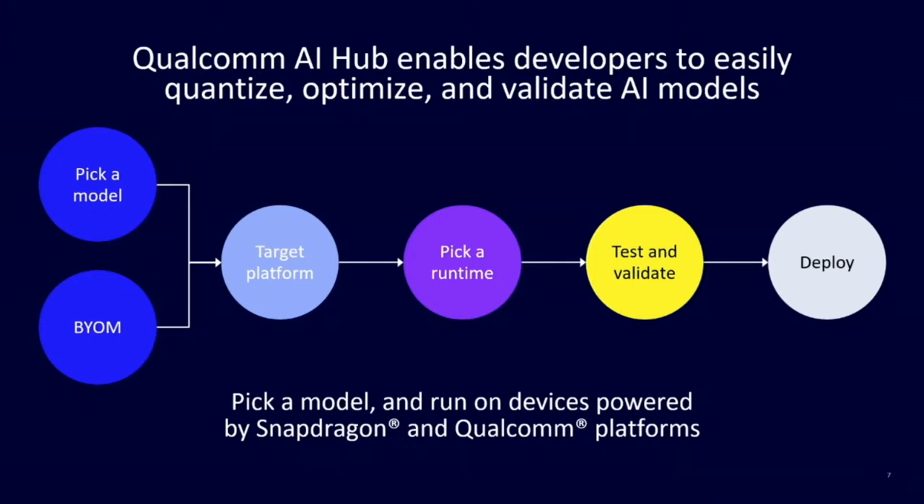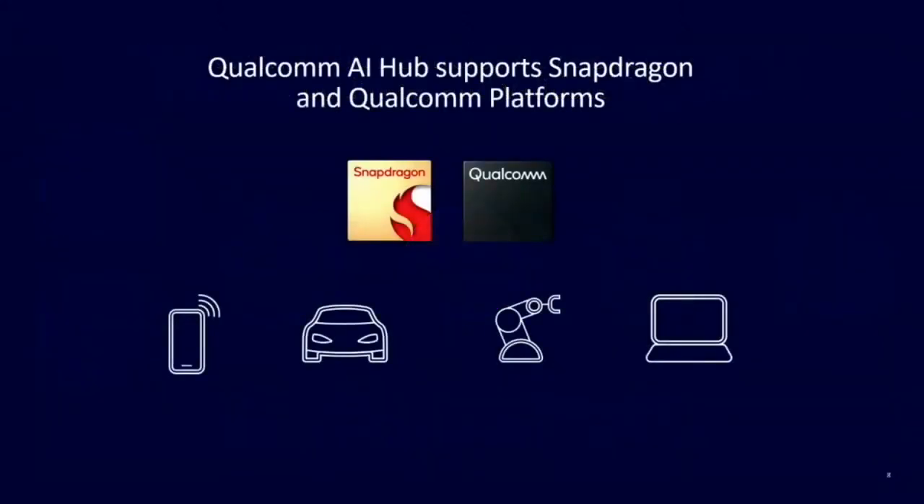Then you pick a runtime of your choice. That could be ONNX Runtime, TF Lite for mobile, our own Qualcomm AI stack, and so on and so forth. And then you can test and validate the performance of your model on the device target that you've selected. And then finally, you can deploy your AI model on the device target. Qualcomm AI Hub supports Snapdragon and Qualcomm platforms. Currently we support the Qualcomm AI PCs, which is the Snapdragon X series platforms, the mobile platforms, the IoT platforms, and also the automotive platforms.